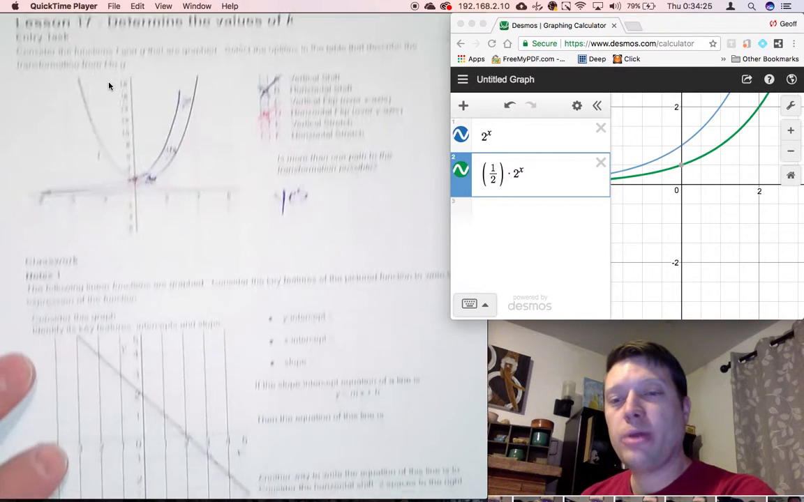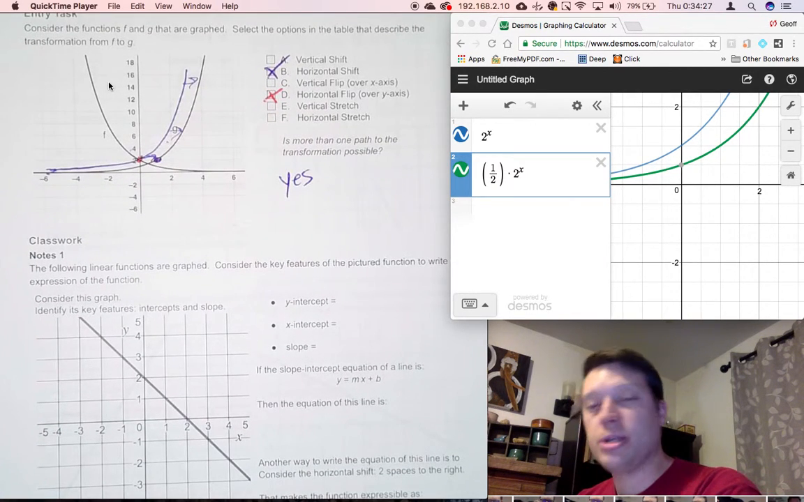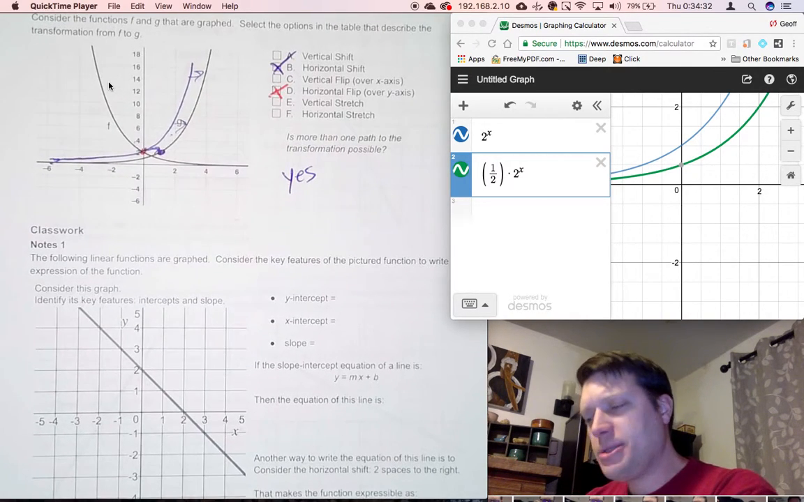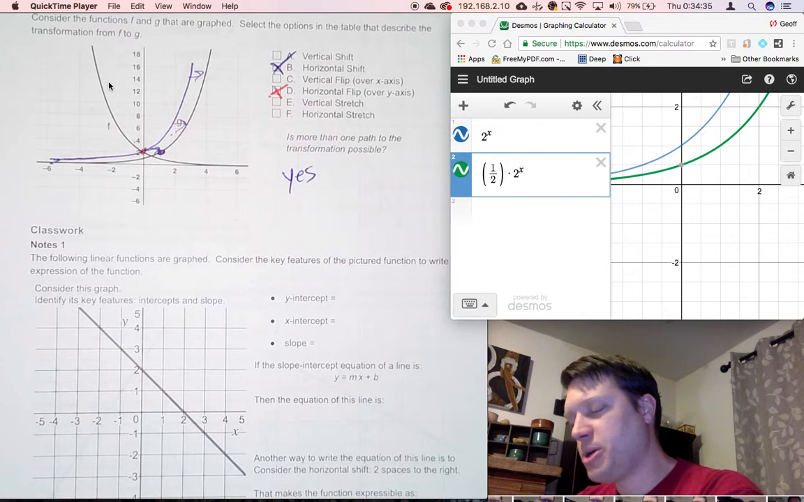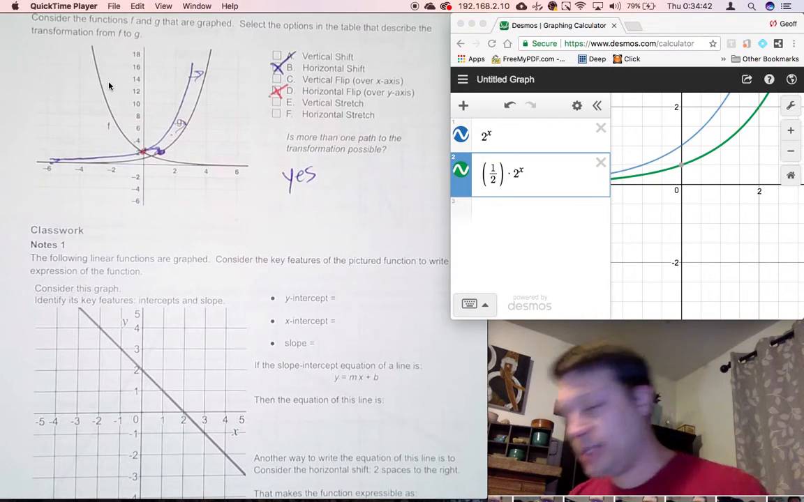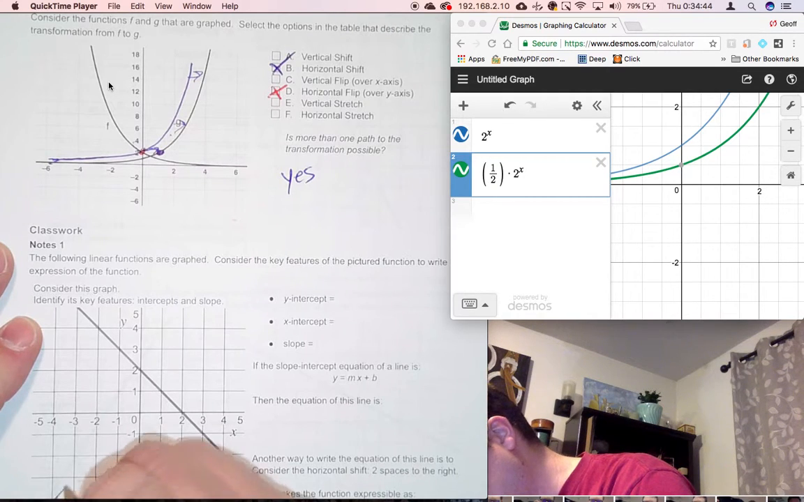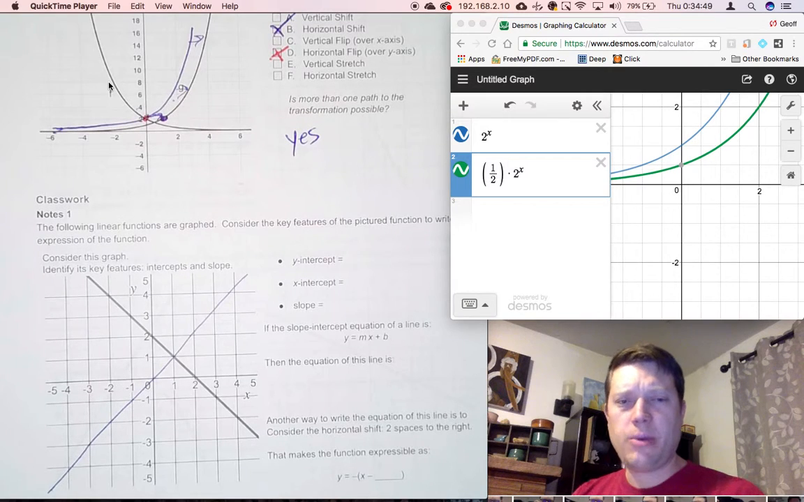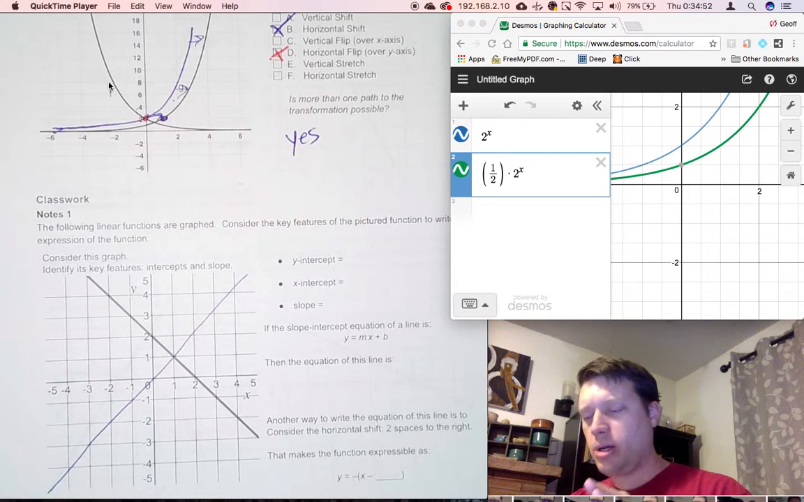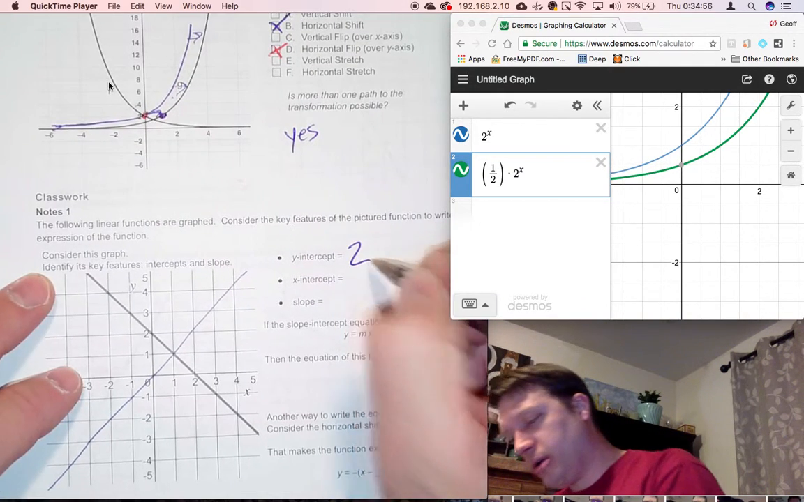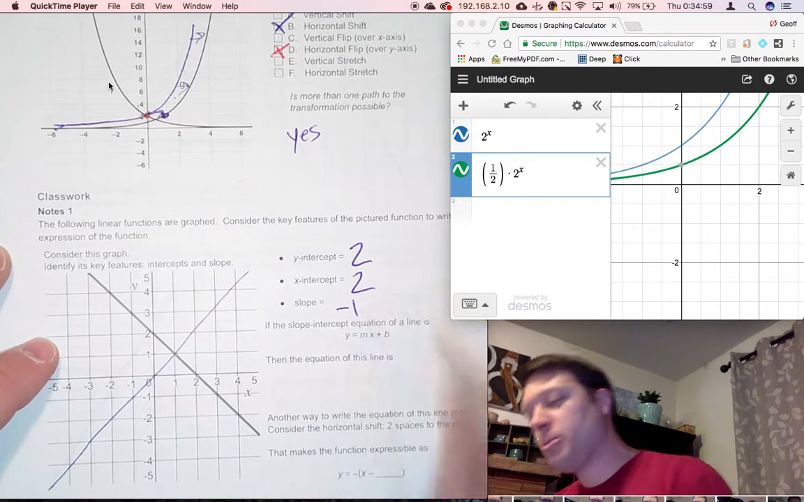Notes 1. The following linear functions will be graphed, and we'll consider the first linear function, and then maybe I'll turn you loose. You figure it out. Consider the key features of the pictured function to write the expression of the function. First of all, the parent function for a linear function is f of x equals x, and it looks like this. But here we have a change in angle. The y-intercept is 2, the x-intercept is 2, and the slope is -1.